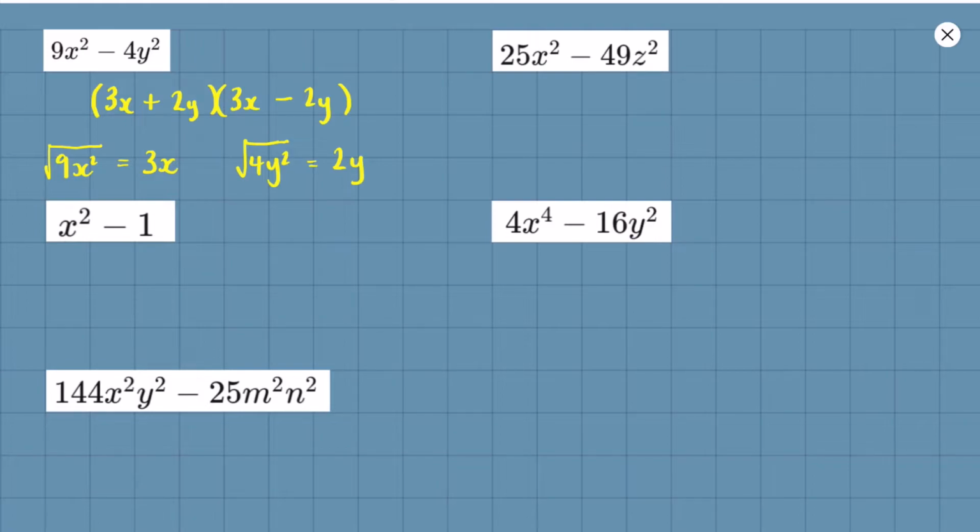A very, very important tip here, I would say, is to put them in the brackets in the order that you see them in the question. So if the 9x squared comes first, then that should be the first term in the bracket. I know you can have 2y switched with 3x, but I've seen people get confused doing it any other way.